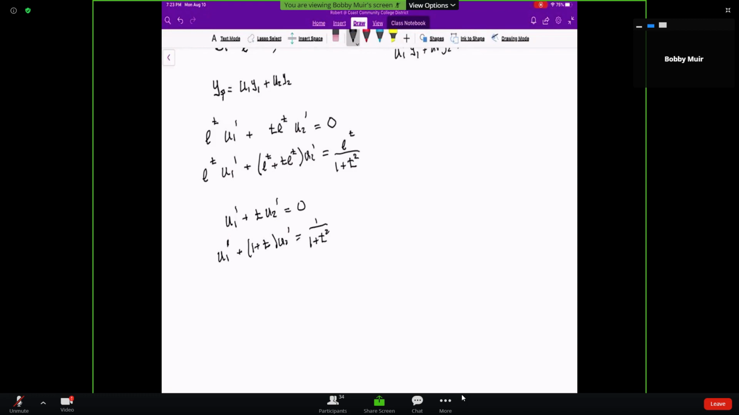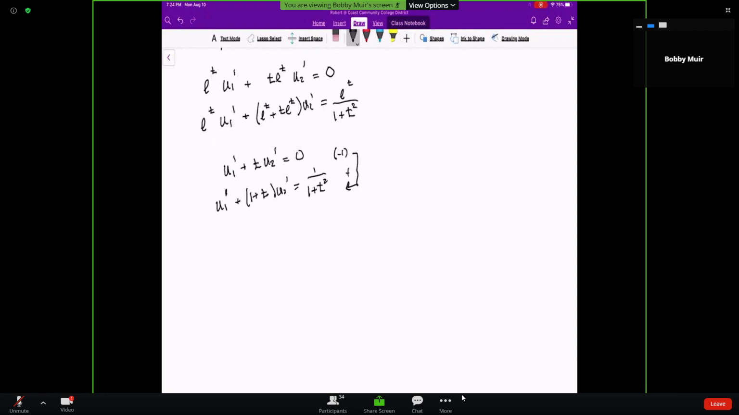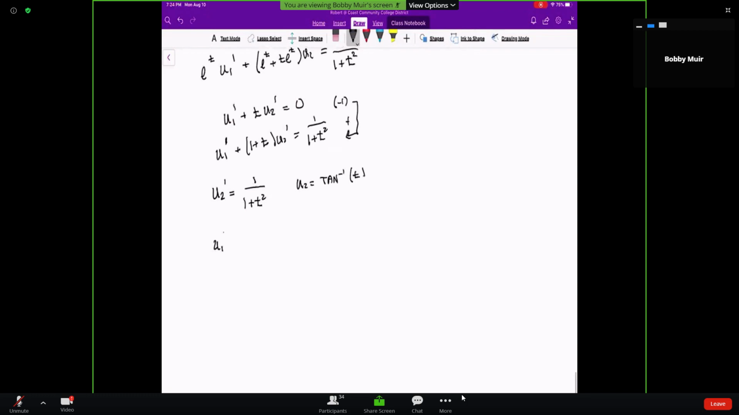Okay, so I think if I go negative 1 times this row and add it to that, I'm going to get u2 prime equals 1 over 1 plus t squared. So now we know that u2 is the tan inverse of t. Now u1 prime plus t over 1 plus t squared, that's got to equal 0. So u1 prime is negative t over 1 plus t squared.